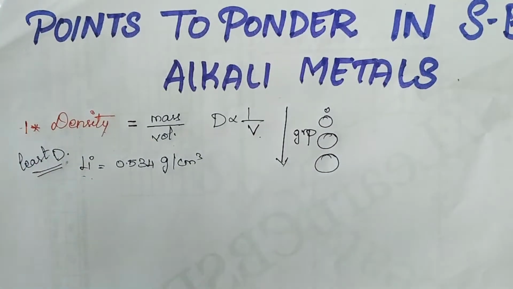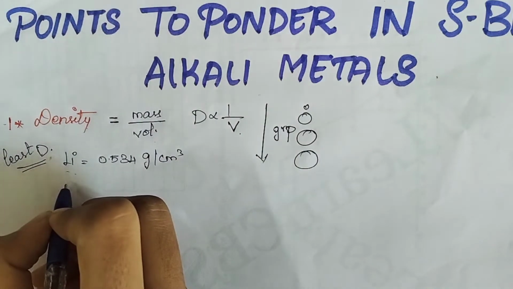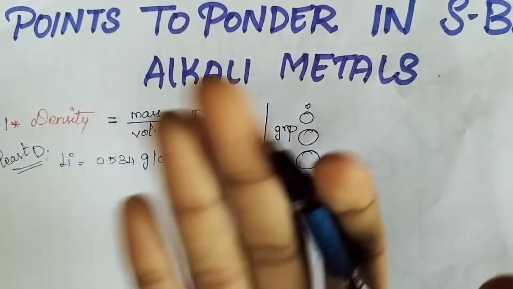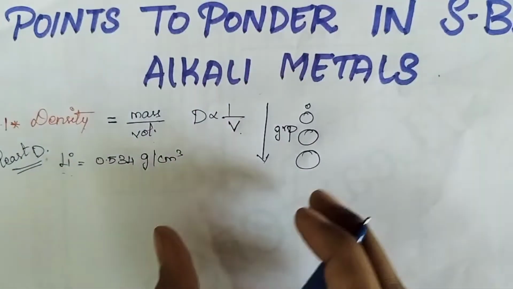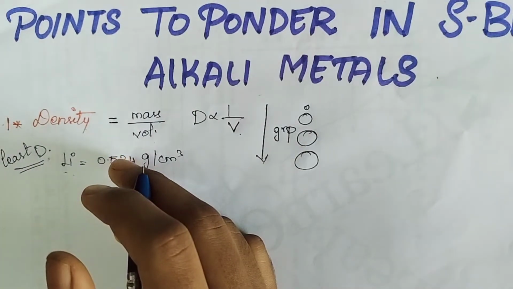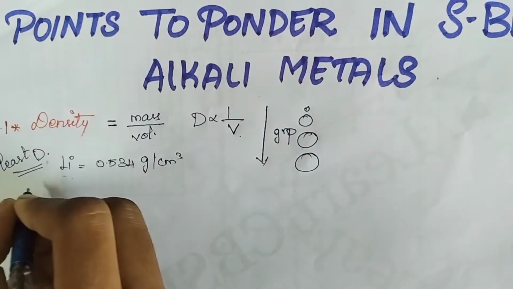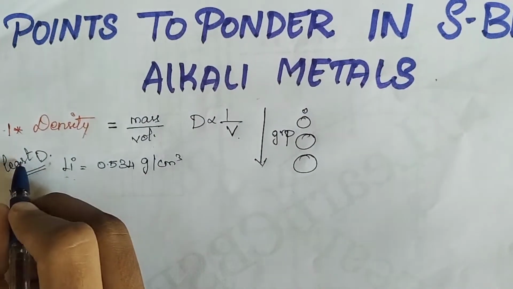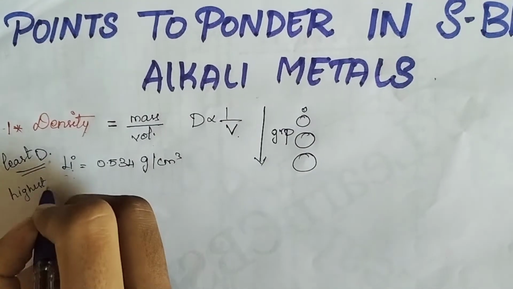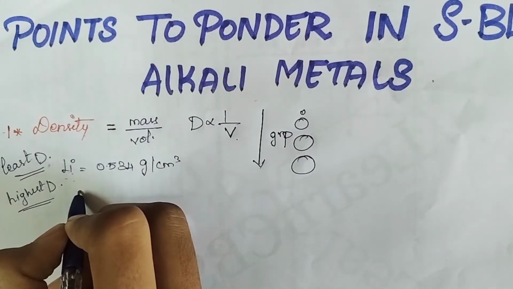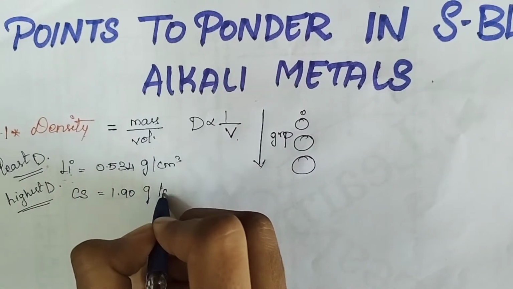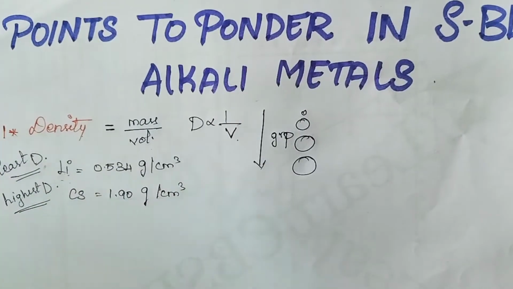Keep this in mind. Next, the last element of the alkali metals is what? Francium is a radioactive element. We won't consider it for these properties. The last element is cesium. The density of cesium is 1.90. Least density means, highest density is cesium. It is 1.90 gram per centimeter cube. Are you clear with this point?